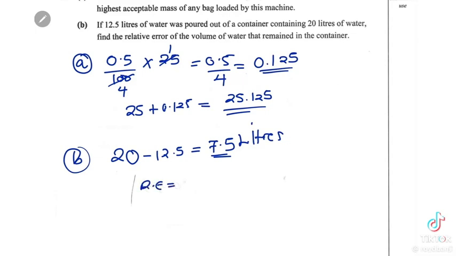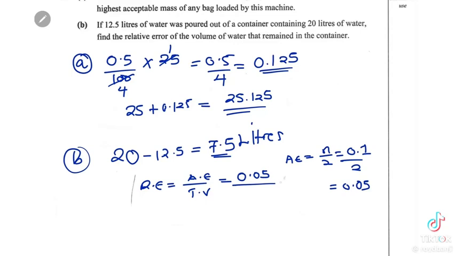Now, relative error, you know that is the absolute error divided by the true value. So let us find the absolute error. Now, the number here has one decimal place, so which means the absolute error we can say is equal to n over 2, which is 0.1 if it has one decimal place, divided by 2, which gives us 0.05. So the absolute error is 0.05 on top right there. Then the true value is 7.5.